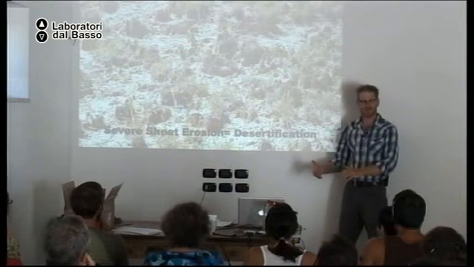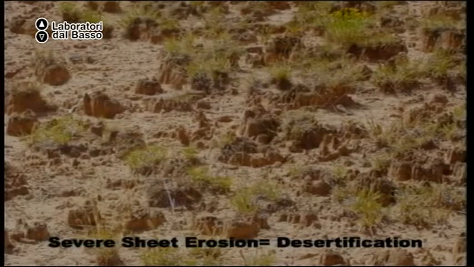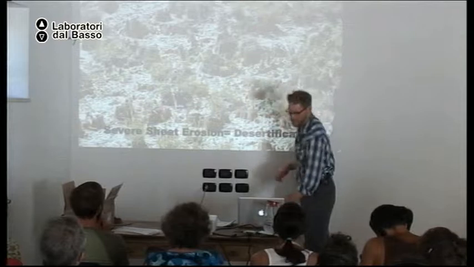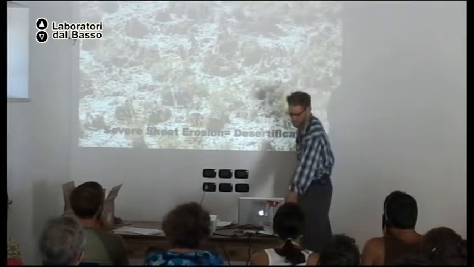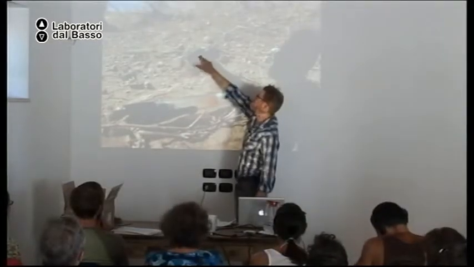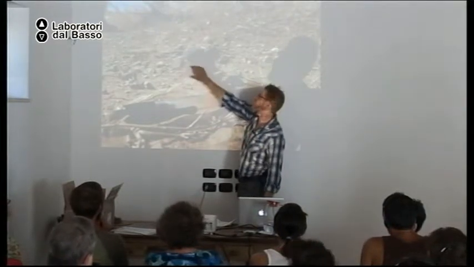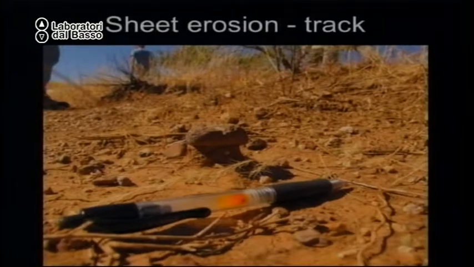This is even worse. Now you can see we have little hills. We call these pedestals. Did I say that right? Okay, here is another one. The rock protected the soil underneath. So we have this little island of soil.